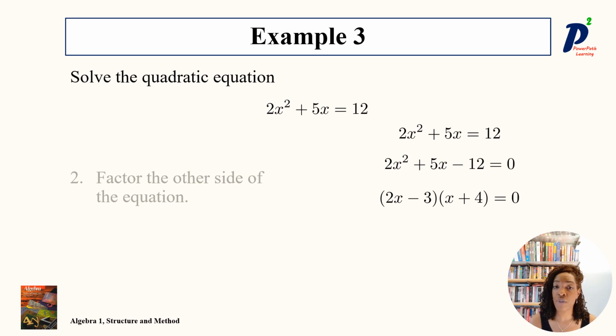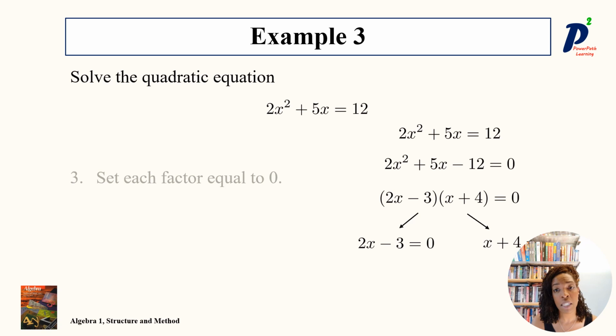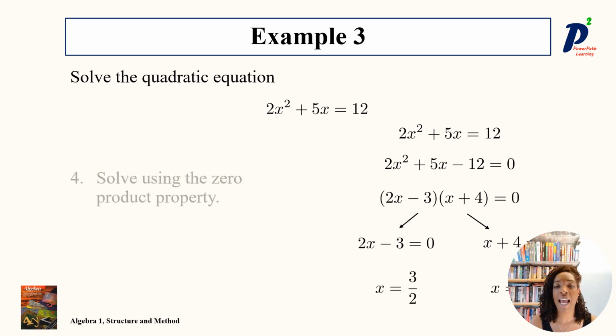Remember, we set each factor equal to 0, so 2x minus 3 is 0, x plus 4 is 0. Solving each gives me x equals 3 halves and x equals -4. So I'll throw my solution set, box my answer, and on we go.